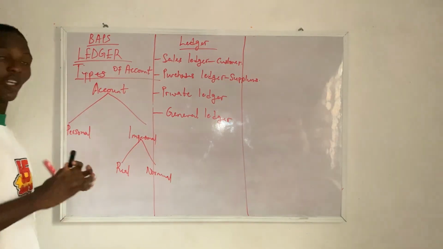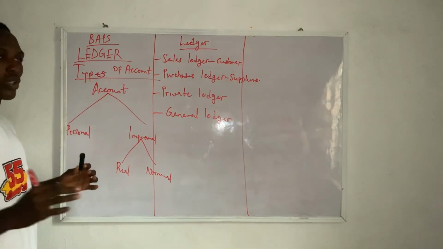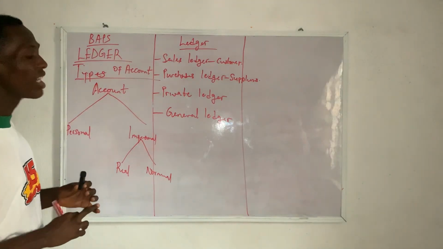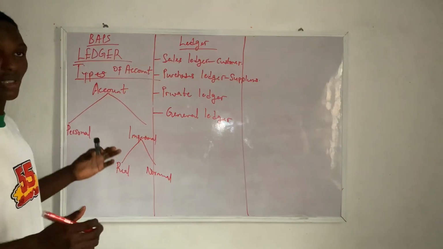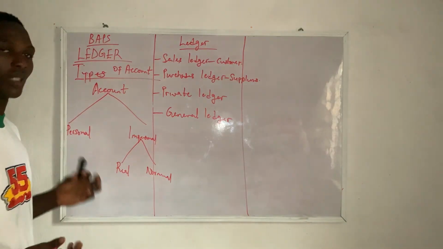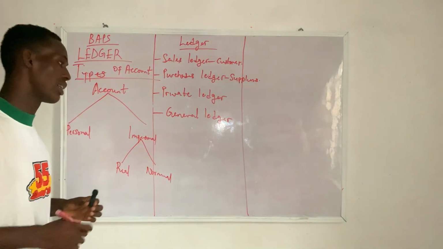So your assets, your cash book, your sales account. Now, sales account is not the same thing as sales ledger. They are two different things, but you get to understand when we solve a standard question.